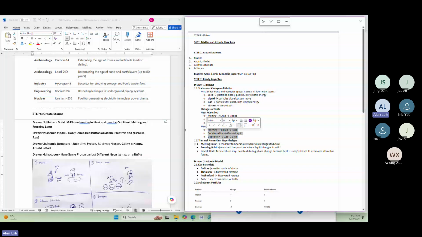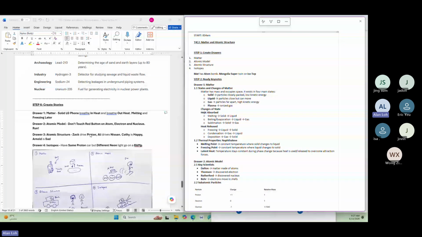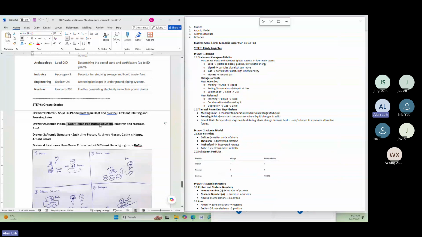Drawer number 2 is, okay, remember I told you, don't worry about memorizing the scientist name. I'll help you in this story. Don't touch red button on atom. Okay, don't touch red button. This is the Dalton Thomson Rutherford Bohr. Don't touch red button. Okay, so imagine there's this red button in front of you, don't touch.